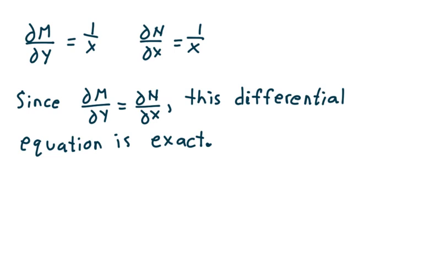So the partial of M with respect to y is equal to 1 over x, and the partial of N with respect to x is 1 over x. Since the partial of M with respect to y is equal to the partial of N with respect to x, this differential equation is exact.